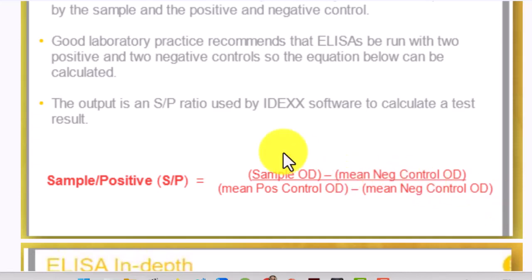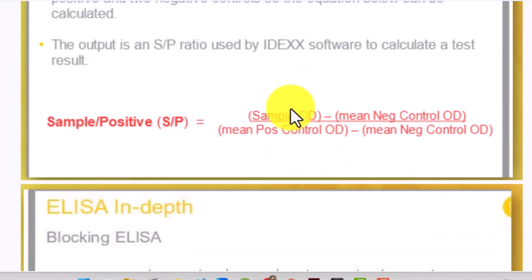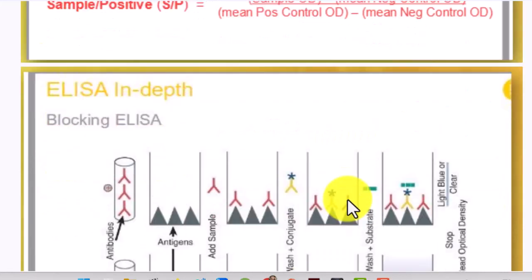Here the output in the software index: sample optical density minus mean negative control, divided by the value the software uses, mean positive control minus mean negative control.